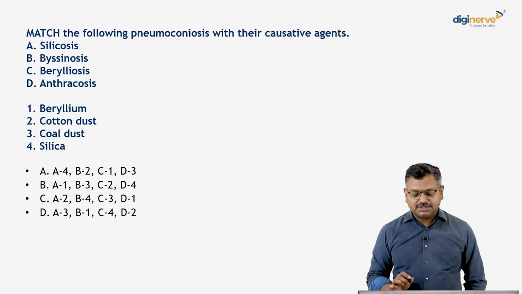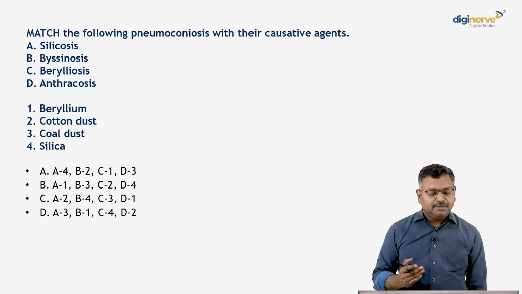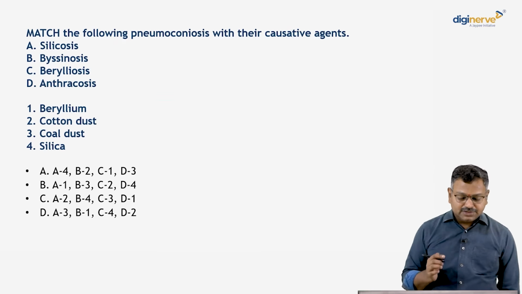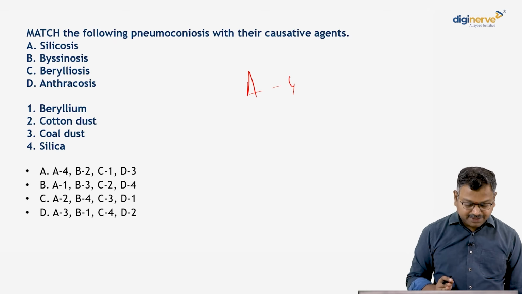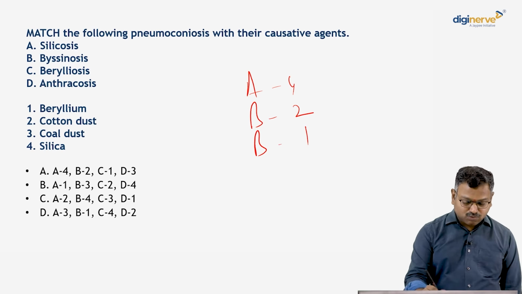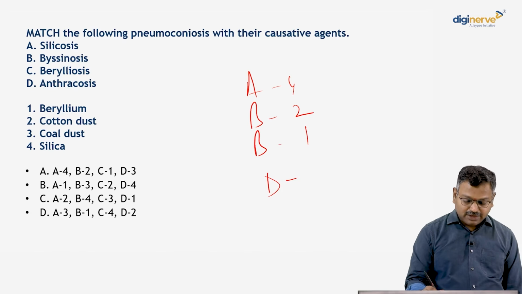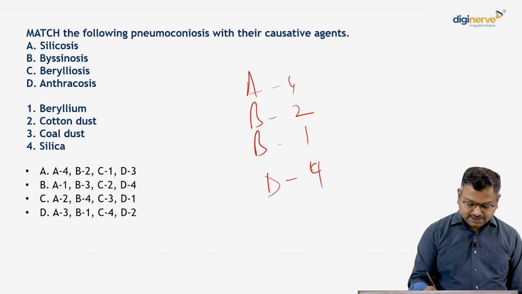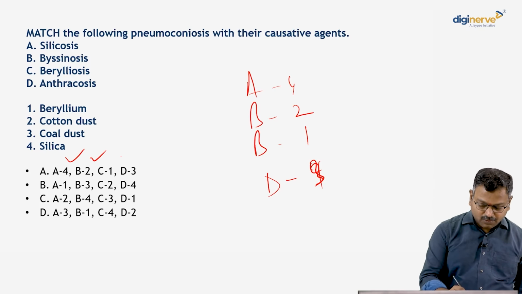Match the following based on the causative agent: silicosis, byssinosis, berylliosis, anthracosis; beryllium, cotton dust, silica, coal dust. So A goes with silica, that is very characteristic. Byssinosis is because of cotton dust, so B goes to 2. Berylliosis is due to beryllium, so that's 1, and anthracosis is due to coal dust, so that is 3. So the options here are 4, 2, 1, 3.